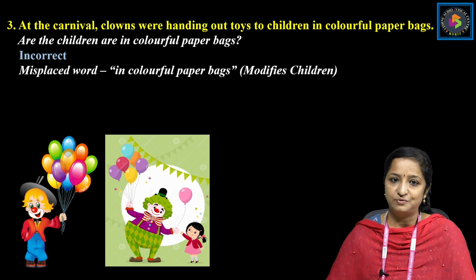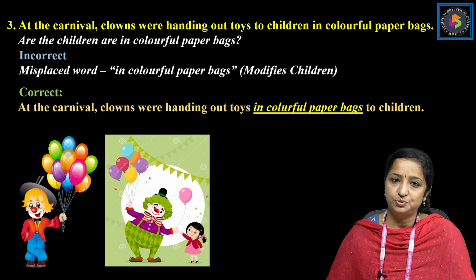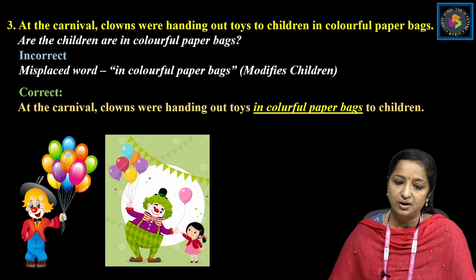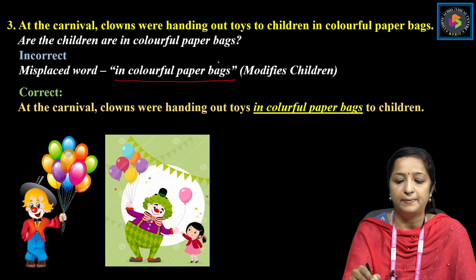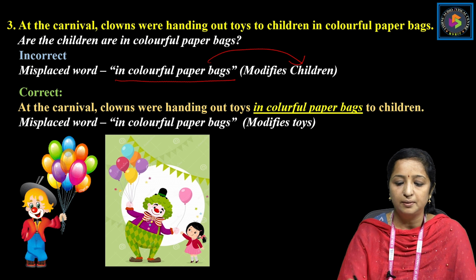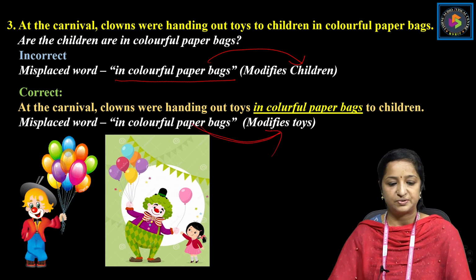So let us see what is the correct one. The correct one is, at the carnival, clowns were handing out toys in colorful paper bags to children. In the previous sentence, we can see that the colorful paper bags is modifying the children instead of modifying the toys.